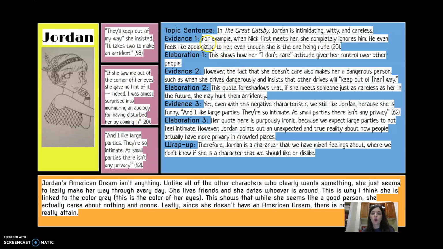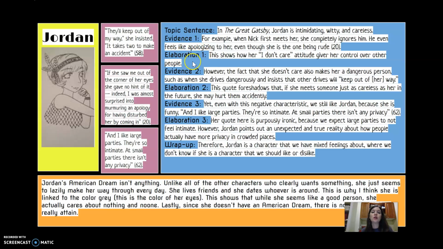Instead of using the quote, the student paraphrases the quote and explains it in their own words so that they can emphasize what they feel is important about the quote. And I really liked that. I liked the fact that instead of just putting the quote in there, they emphasized it in their own words to prove what they wanted to prove, that she's being rude, yet Nick feels like apologizing.